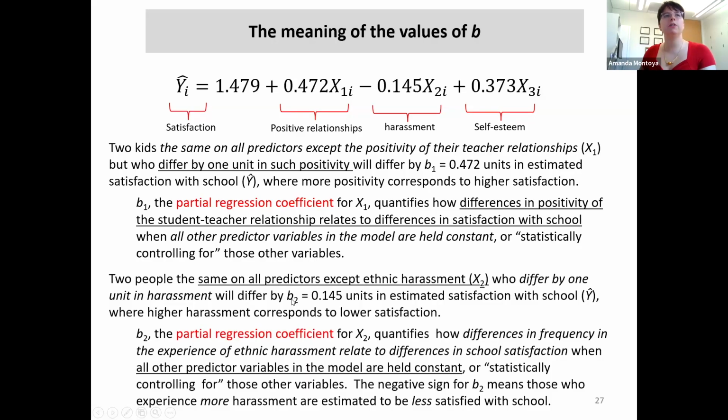We can try this with B2 as well, where we might say for two people that are the same on all predictors except ethnic harassment, who differ by 1 unit on harassment, they're expected to differ by 0.145 units in estimated satisfaction in school, where higher harassment corresponds to lower satisfaction. So in this example, the B2 coefficient is negative. That interpretation of the sign at the end is really important because when we use this kind of differ language, the directionality of the effect is not always communicated.